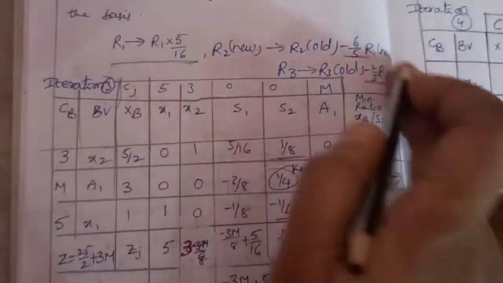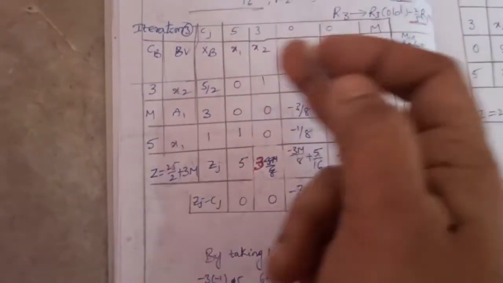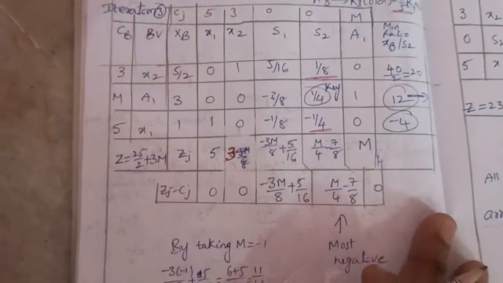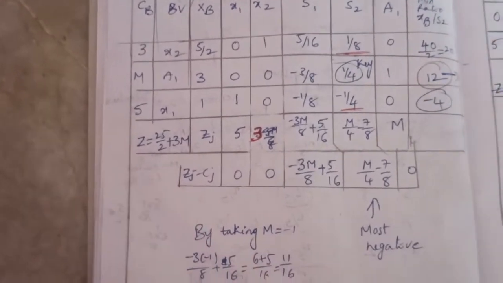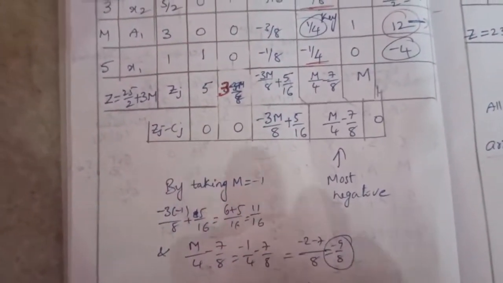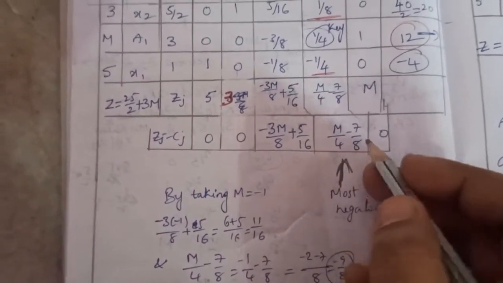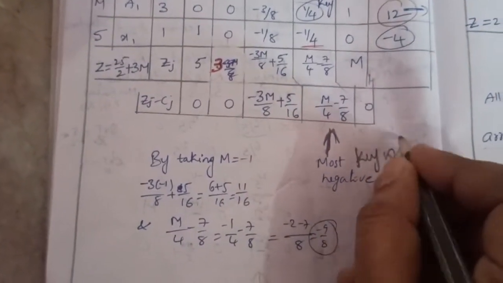So by using these three statements, we concluded that iteration 3 is the table. Likewise we will get. So after completion of the calculation, here we have to see the most negative. Which is the most negative? Likewise only, take M equal to minus 1. So from that we will get the most negative value is this. So then this is the key column here.